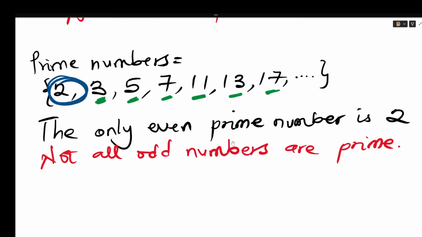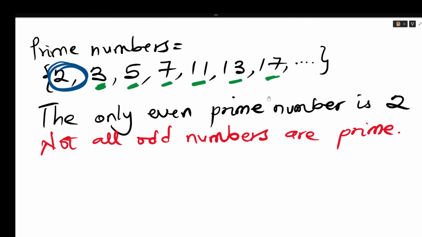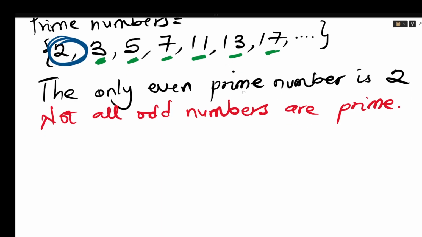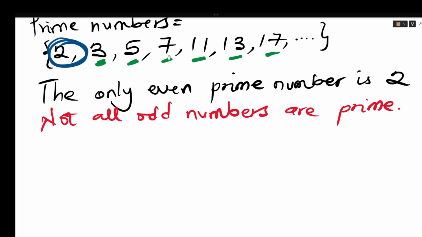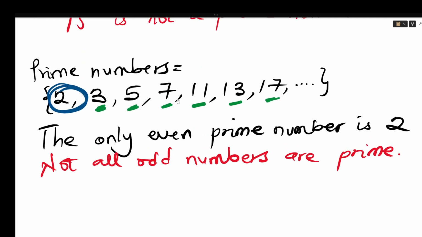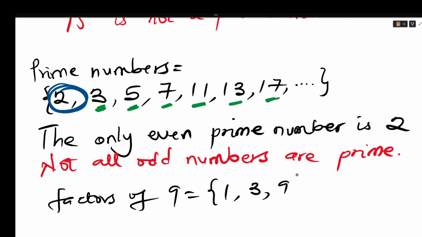So for prime numbers, they should have only 2 factors, 1 and the number itself. You can see that we didn't have 9. We don't have 9 here because the factors of 9, we have 1, 3, and 9. So this doesn't satisfy the definition of a prime number. I hope this explanation is clear.